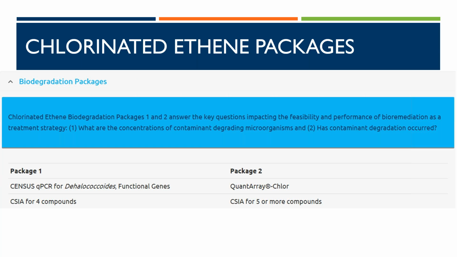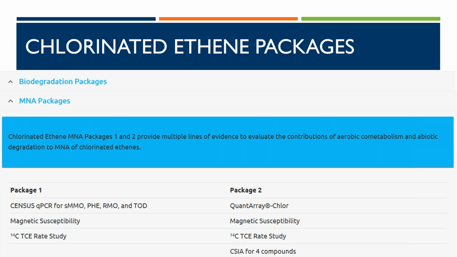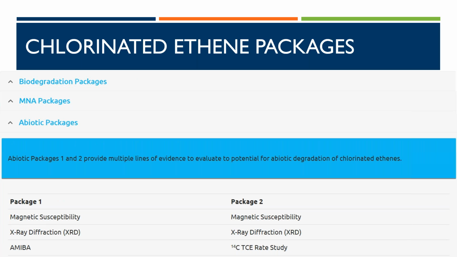This is an example for biodegradation, but what about monitored natural attenuation? We have different packages related to that which might include aerobic cometabolism or abiotic degradation of chlorinated ethenes. And then we also have specifically abiotic packages as well. So we're looking at different analyses that are complementary to those situations.